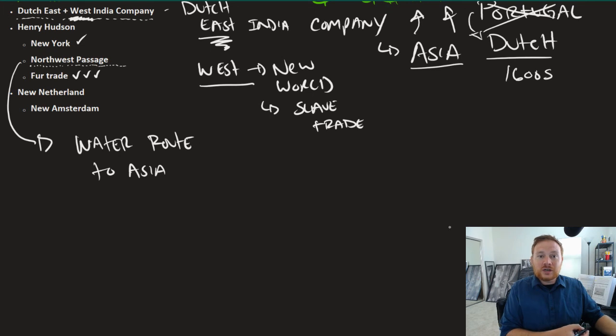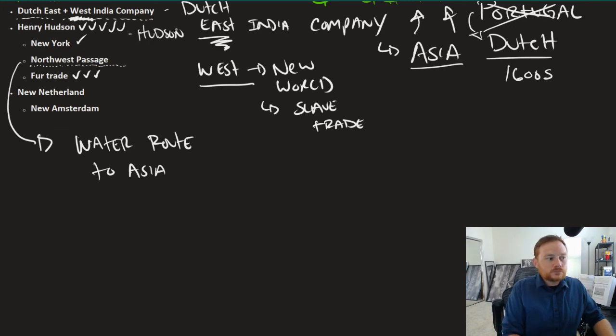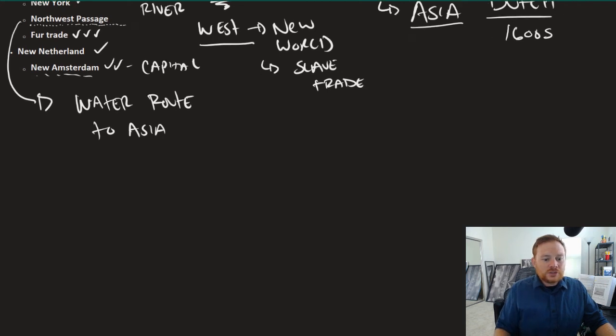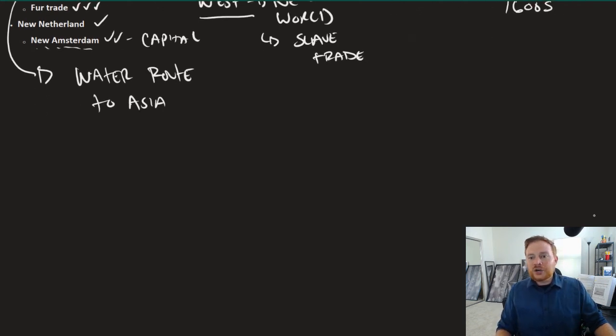It's why the French sailed down the St. Lawrence River. It's why Henry Hudson, the Dutch explorer, he's actually English, but he sails on behalf of the Netherlands, ends up establishing the Hudson River, which of course is right where modern day New York is located. The Dutch colony, New Netherland, the city or capital is New Amsterdam.